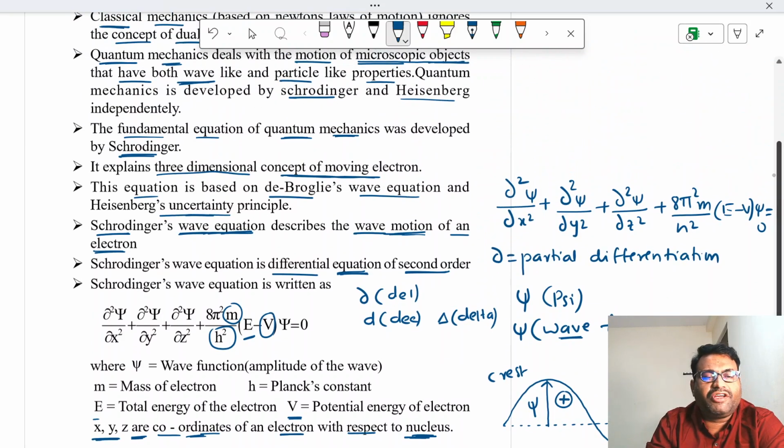Why are we mentioning it as a wave equation? Because it describes the wave motion of an electron three-dimensionally. This Schrodinger wave equation takes both the de Broglie wave equation and the uncertainty principle into consideration.